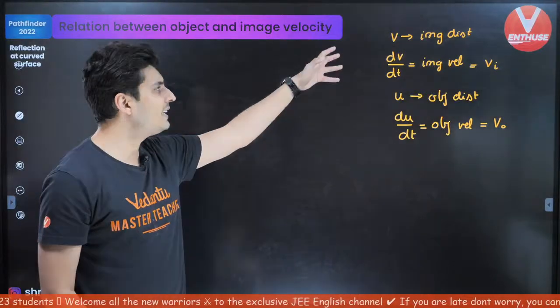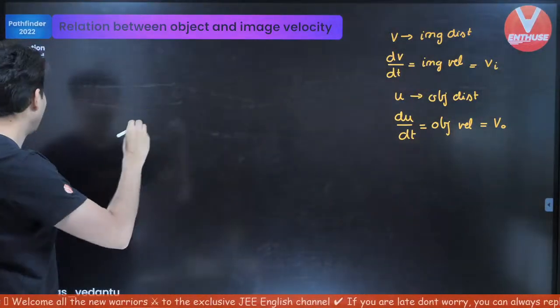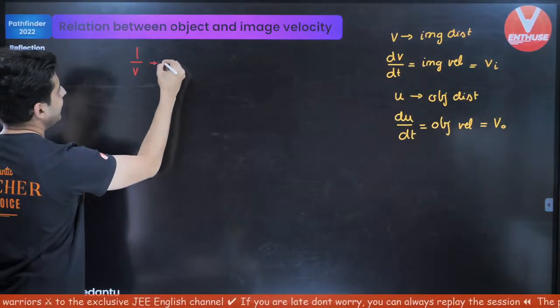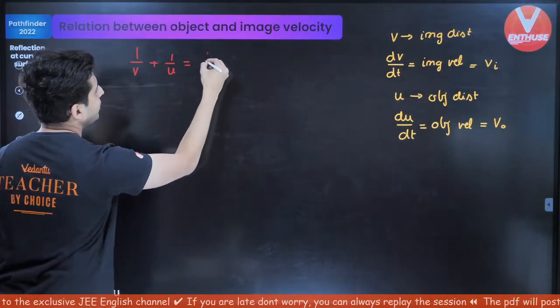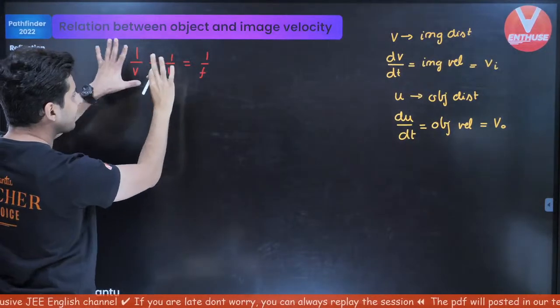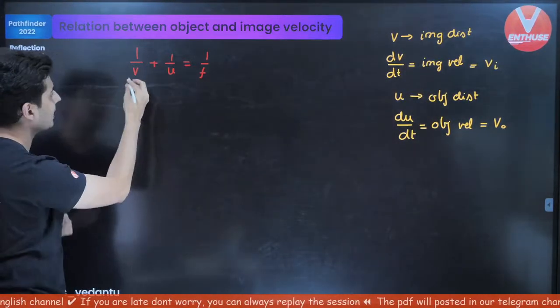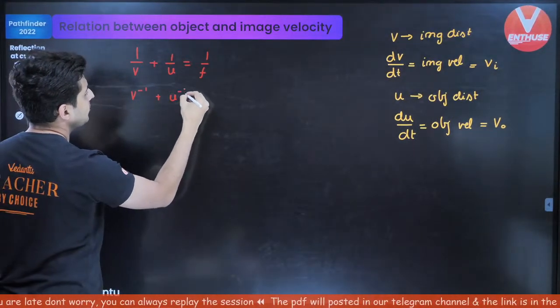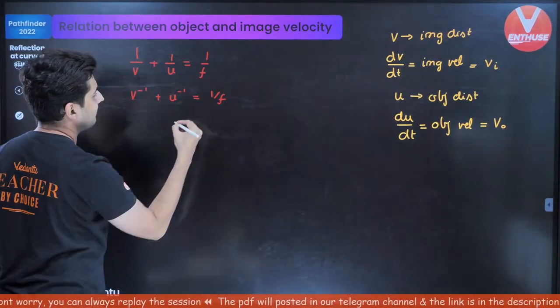That means somehow I need to get to derivatives. How do I get to derivatives? That's simple. Remember, 1 by V plus 1 by U is equal to 1 by F. Just write it in a slightly different way. How? Look at this. V raised to minus 1 plus U raised to minus 1 is equal to 1 by F.